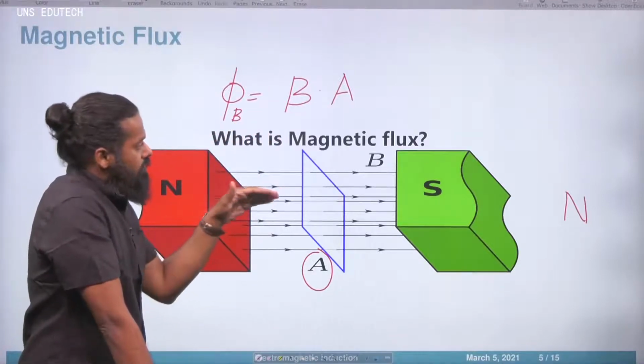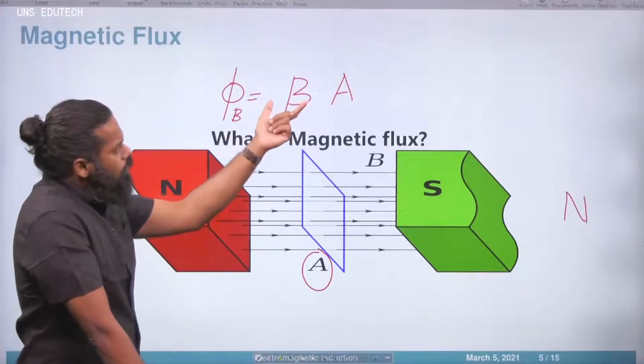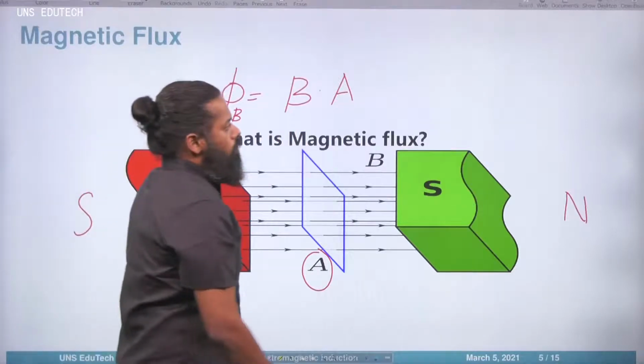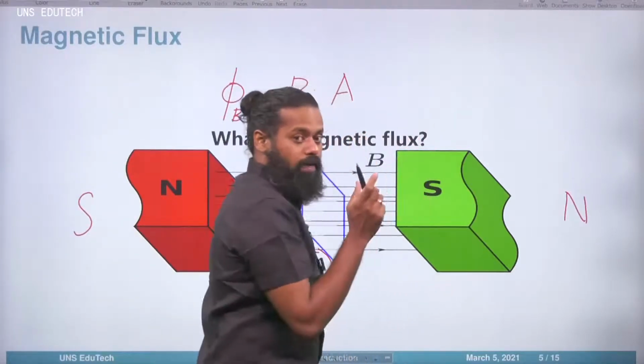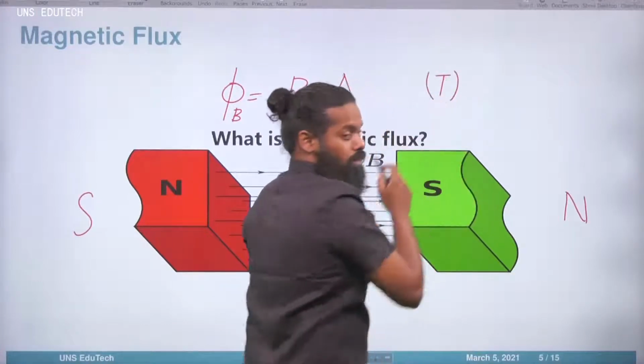If it is a straight, that is actually the actual definition we are going to cover now. Before that, you can see the magnetic flux is defined as B into area. Now remember, B is called magnetic field, its unit is Tesla. Again, a famous scientist named Nikola Tesla.